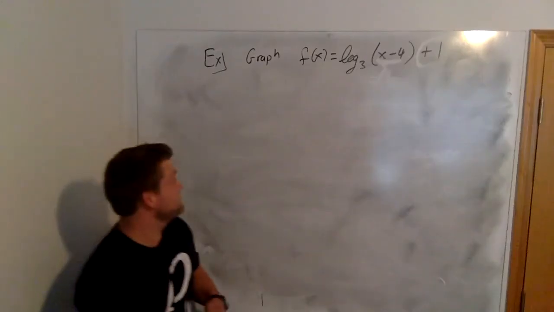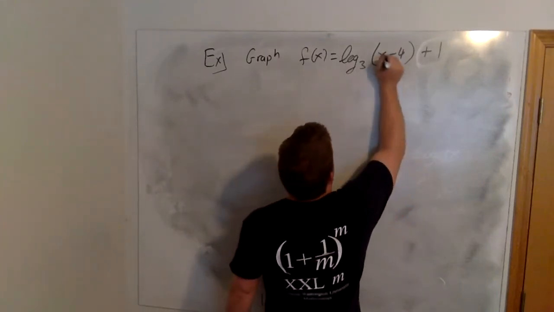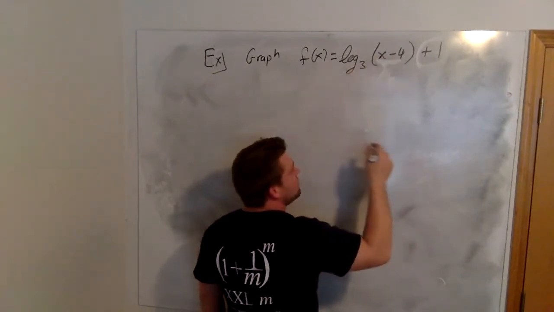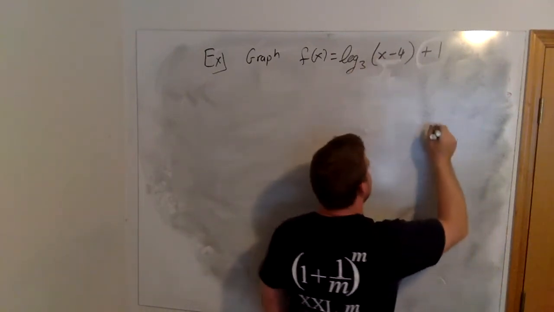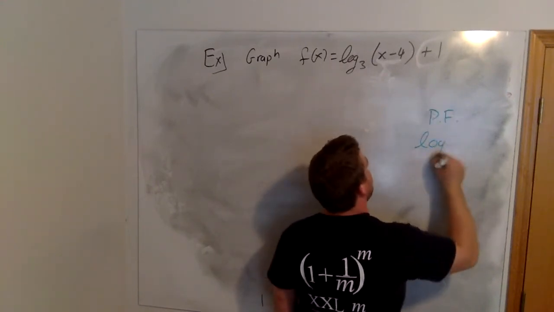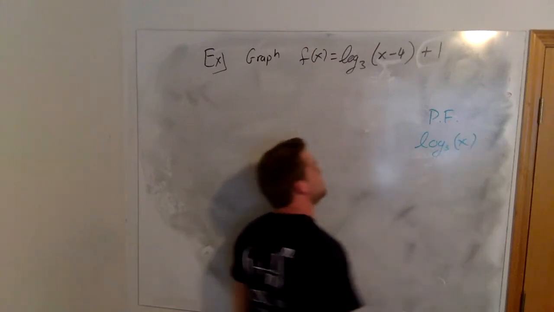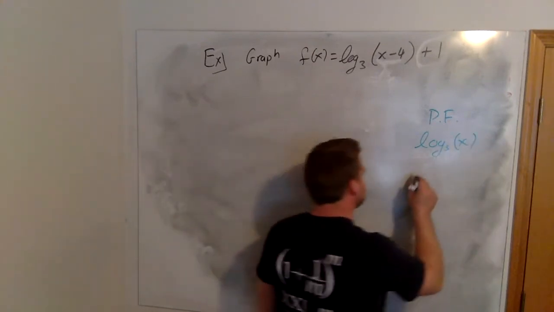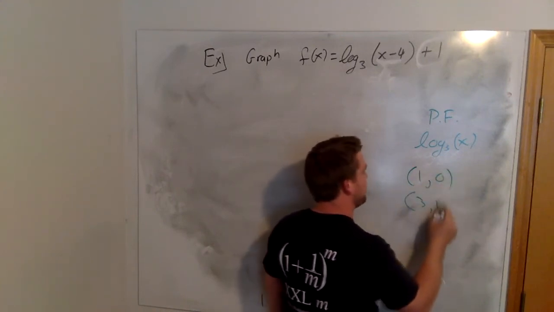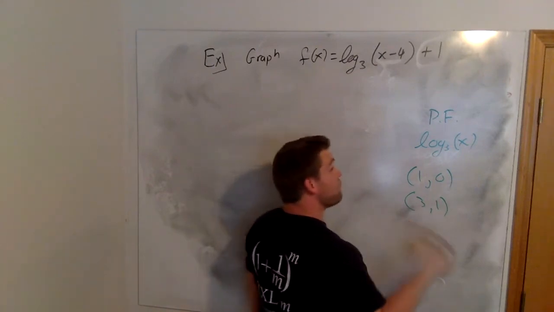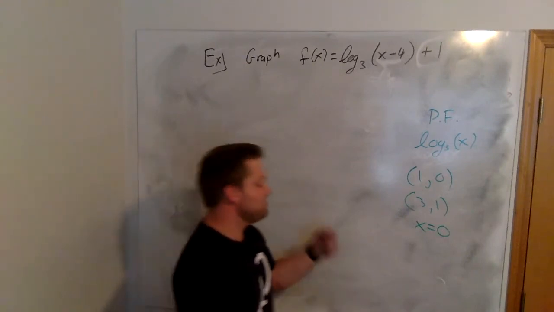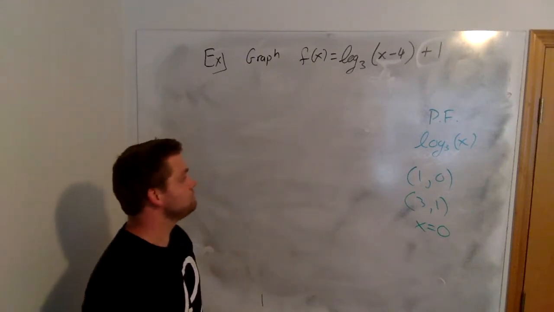Okay, let's do it. So when we want to graph this transformed logarithmic function, the first thing we should ask ourselves is, what is the parent function? The parent function is log base 3 of x. And what are the key features? Well, we know if we plug in 1, we get an output of 0. If we plug in 3, we get an output of 1. And logarithmics have vertical asymptotes at x equals 0. Or it's the vertical line, the equation of the vertical line is x equals 0.